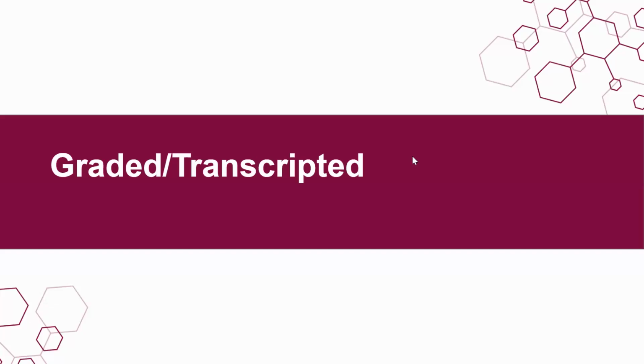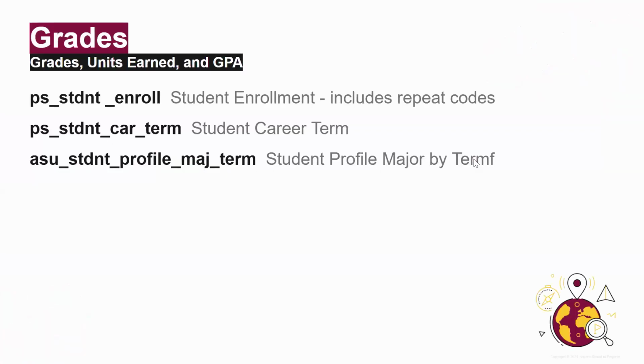Once they're graded, a lot of other things happen. The tables that store the grade are the student enrollment table, which also includes the repeat codes that tell you if they've previously taken the class, if it's being excluded from their GPA. The grades also impact their GPA and PS student car term and in student profile major by term.